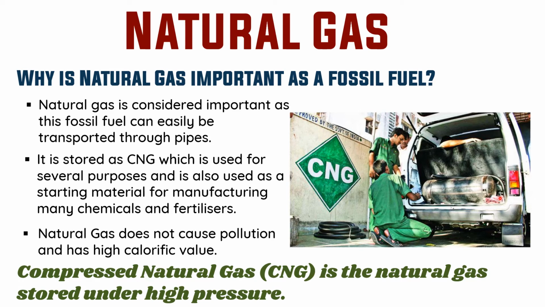And here in this picture you can see that this vehicle is run by CNG, compressed natural gas. The fuel used in this car is CNG, and that gas is filled in a cylinder and kept inside the vehicle. So that is the fuel of this car, not petrol or diesel. Compressed natural gas, or CNG, is natural gas stored under high pressure. That is why it is called compressed natural gas, CNG.